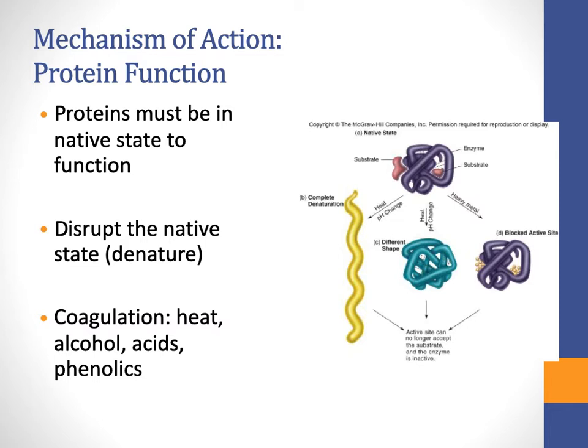So usually, sometimes what happens is you get coagulation, so we get these proteins clumping together. So that's achieved through heat, alcohol, acids, and phenols.